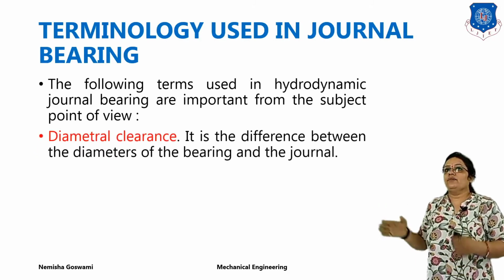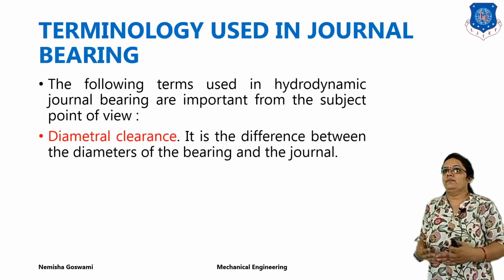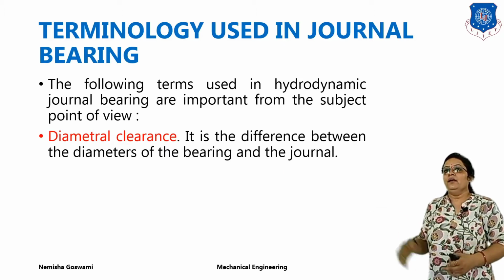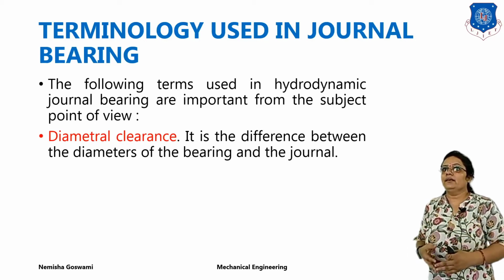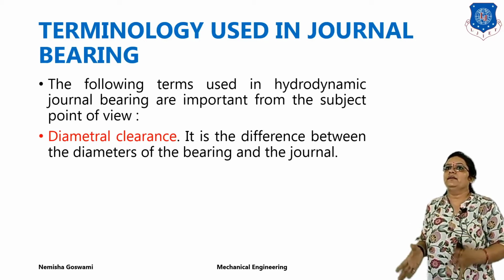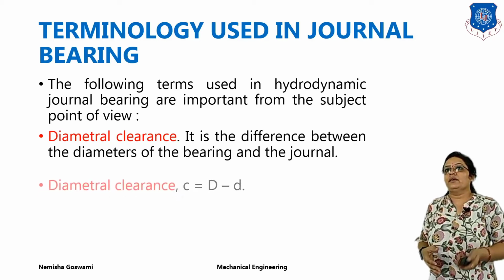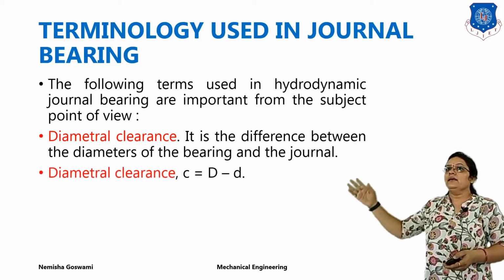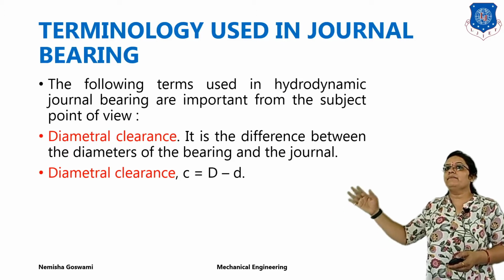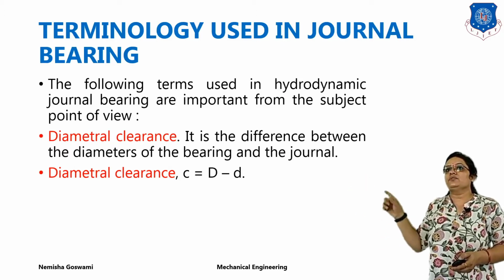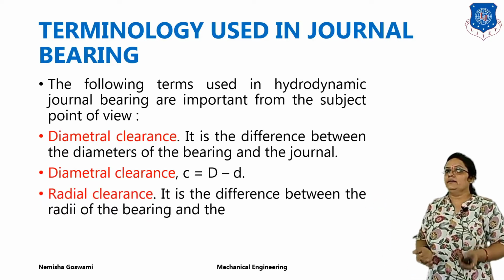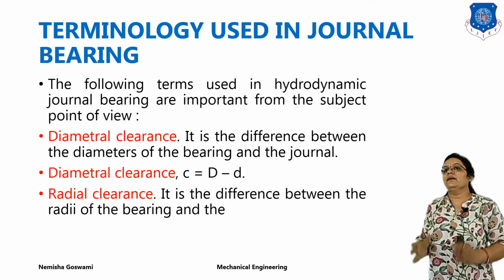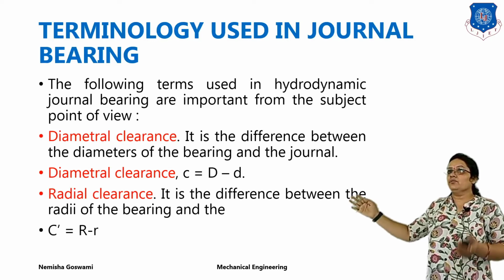Next, what are the basic terms used in a hydrodynamic journal bearing? These are very important. First is the diametral clearance. What is diametral clearance? Diametral clearance is the difference between the diameters of the bearing and journal, defined by C is equal to D minus d. This is known as the diametral clearance. Next, radial clearance is the difference between the radius of the bearing and the radius of the journal, and it is denoted by C dash.